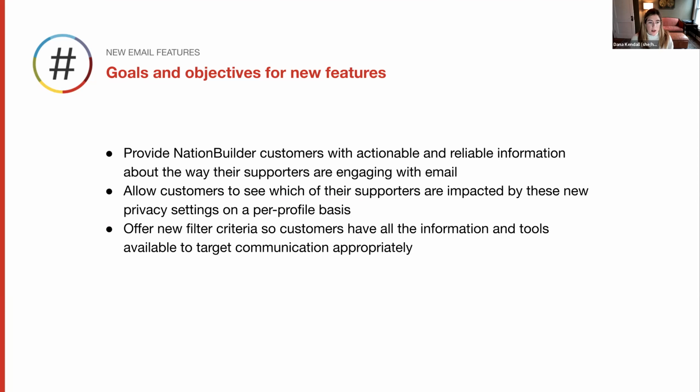We also want all of our customers to be able to see which of your supporters are impacted by privacy settings. So we introduced features that basically allow you to see on a per profile basis who has these settings enabled, because we have a new category that I'll dig into called open unverified, which basically means this person is in Apple Mail limbo.